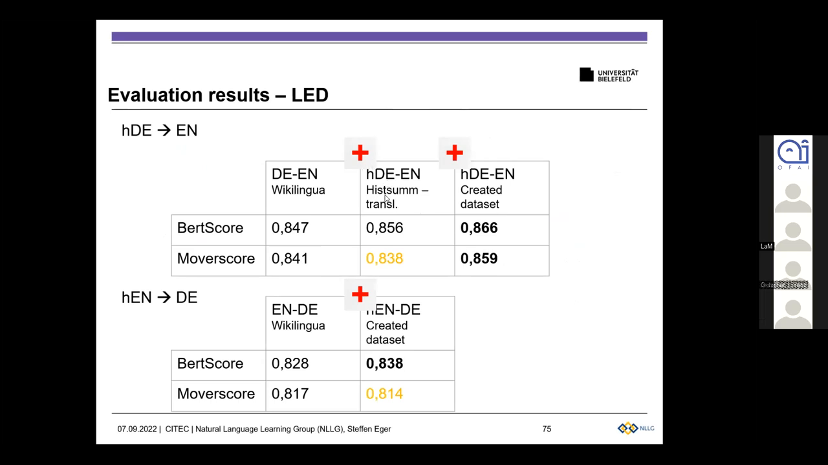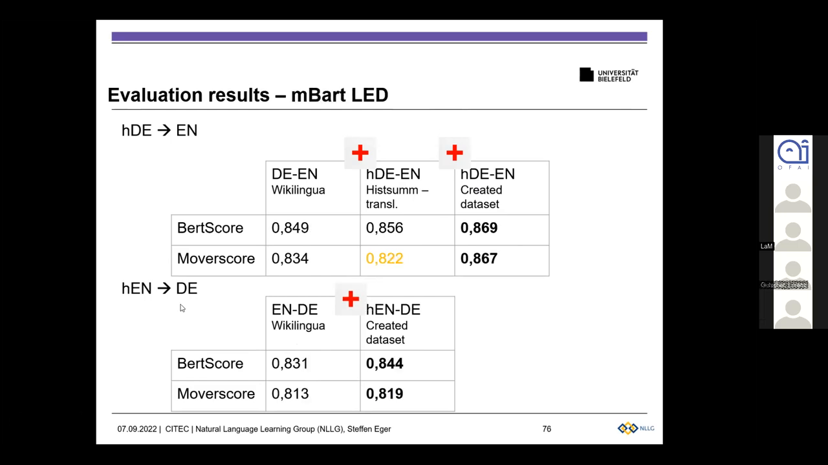Then if we add to this a fine-tuning task where we say translate from historical data to modern data, then you see that the performance metrics increase, at least for one of the metrics. For the other one, it says it decreases, but at least for one of the metrics, it increases. And then finally, if we train on our own data set, you see that definitely, according to both metrics, the performance of our model becomes better. And we see a similar pattern for the direction from historical English to modern German.